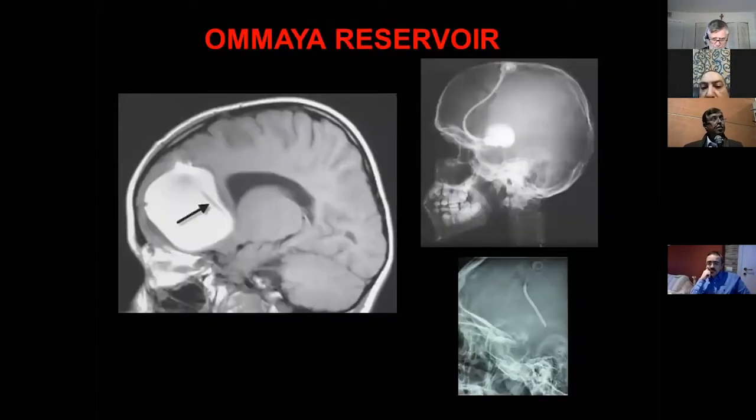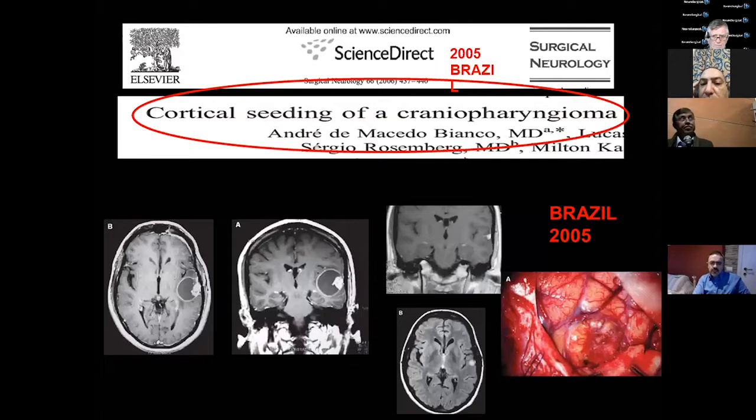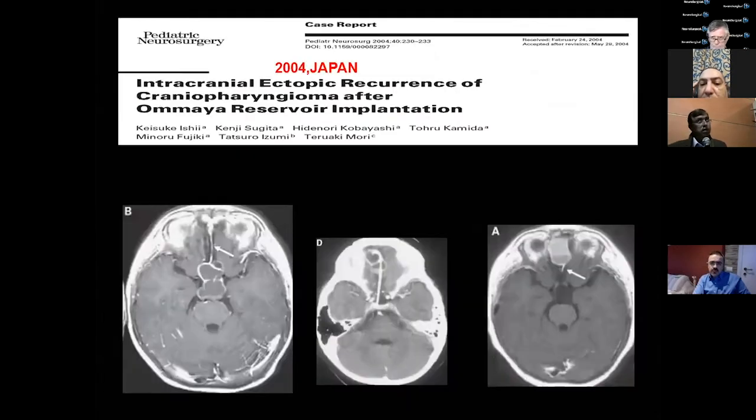Look at this. What would you do with this? Oh, we evacuate the cysts every week. Look at this. And this paper from Brazil, cortical seeding of a craniopharyngioma. Look at this. It's seeded. Intracranial ectopic recurrence of craniopharyngiomas after Ommaya reservoir. This is the thing, and this is Ommaya reservoir. You have done nothing. And you go and bring the patient to and fro, and the tube is blocked, and meningitis, and so on. And they live with it. I don't know how they live with it.